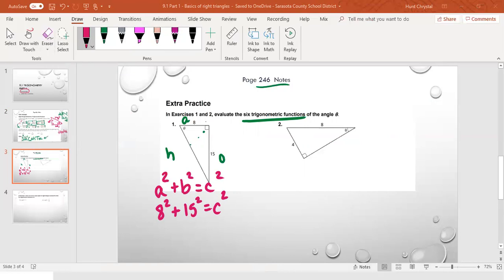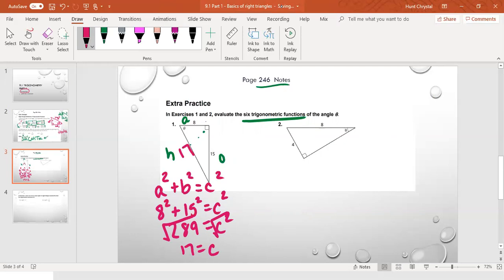Hold on, let me try it again. 15 squared plus 64. That's going to be 289. I'm going to go ahead and square root this while I have it there. Okay, so it ends up being 289 equals c squared. And when I square root that, I get 17. Okay, so this side over here is 17. Once I have all 3 sides, then I can label the 6 trig functions.